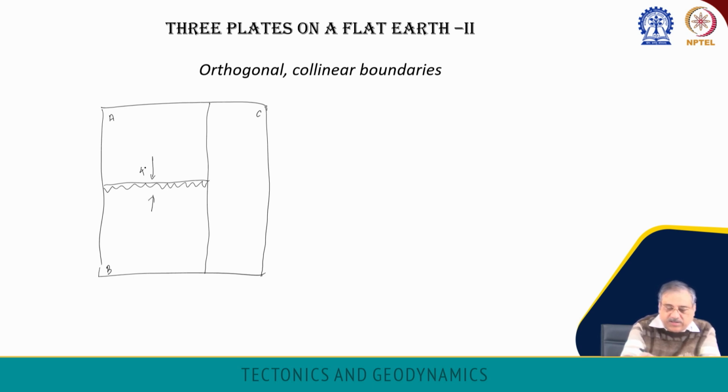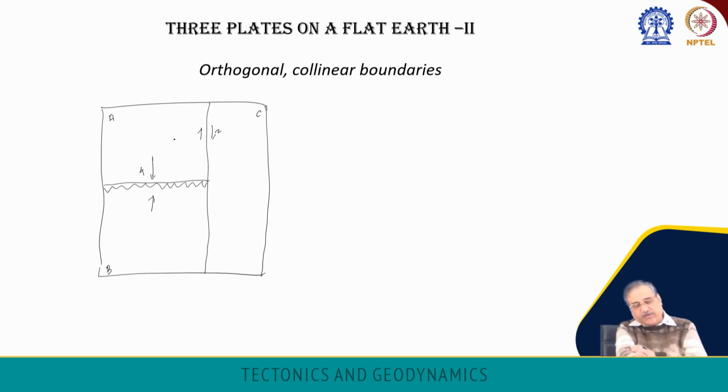So this is 4 centimeters per year, and this is 2 centimeters per year. Right? So when I write it on one side, it obviously means it's the same on the other as well. So this is what we're trying to work out. What is the relative velocity of C with respect to B?